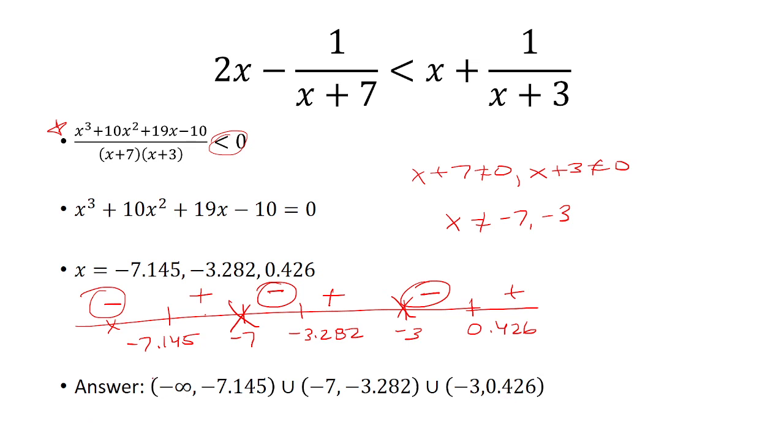Now it's important to put open parentheses everywhere, because at negative 7.145, this is a 0. Same thing with 0.426, and also negative 3.282. Now at negative 7, that is a vertical asymptote, so it is not defined at that point. So I'm going to put an open parenthesis. And obviously put an open parenthesis around infinity. And so this is our final answer.